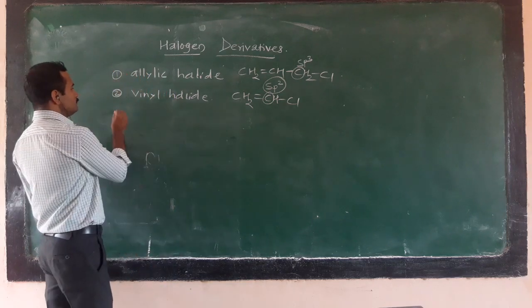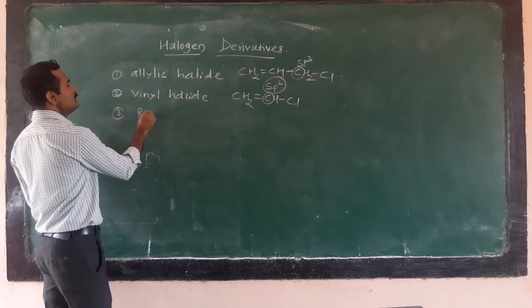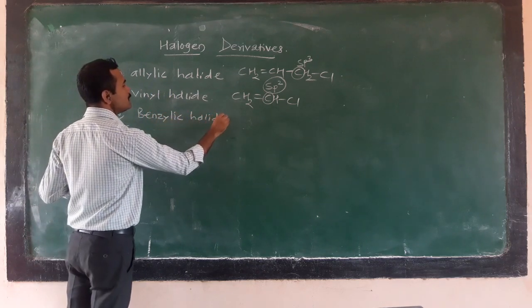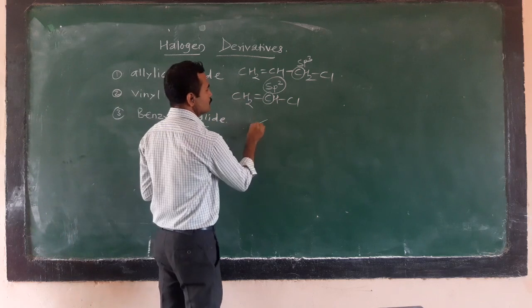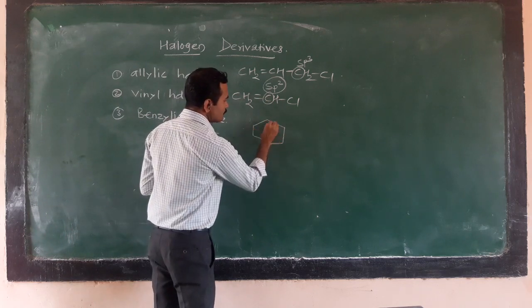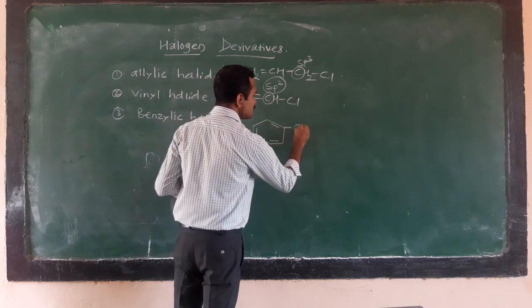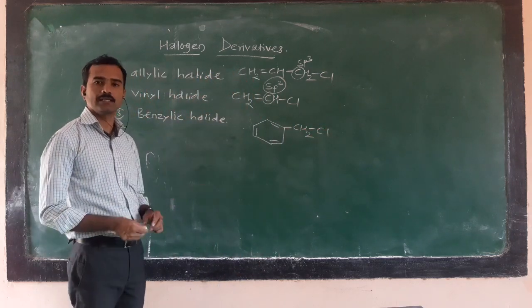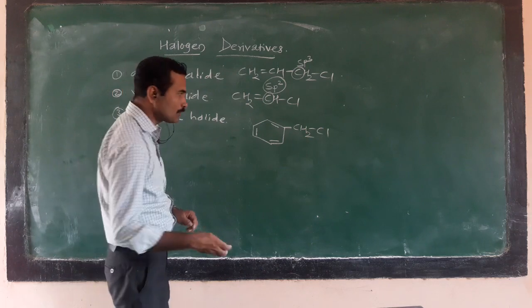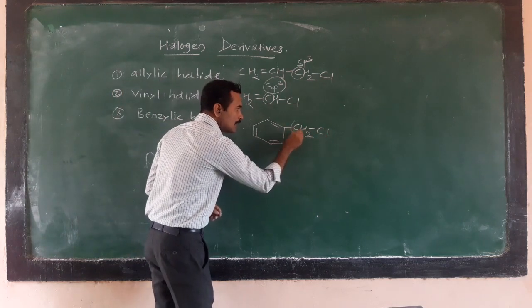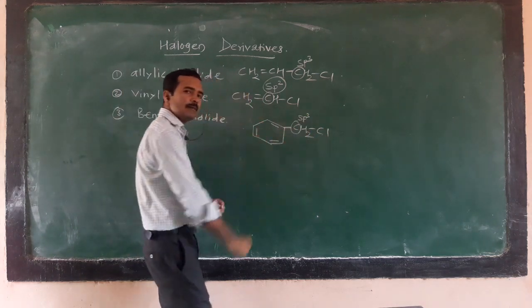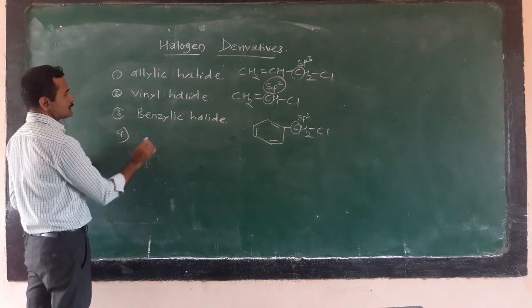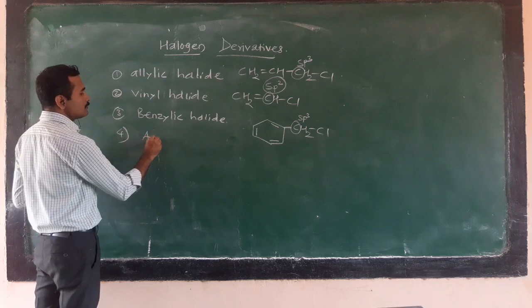Then third one is benzylic halide. When we say benzylic halide, the halogen atom is attached to a carbon which is next to the benzene nucleus. For example, this one is benzyl chloride. In benzyl chloride, the halogen atom is attached to this carbon which is also sp3 hybridized. Then next one is aryl halide.